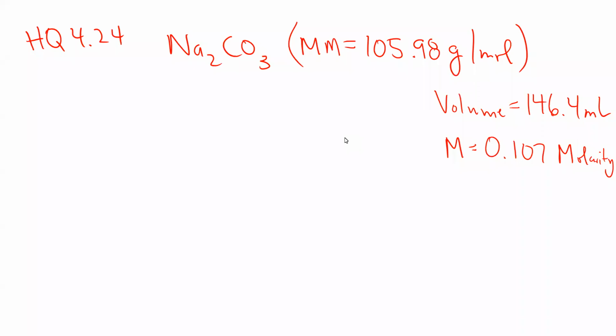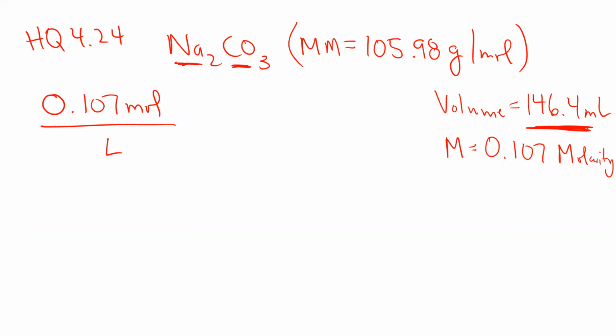For question 24, it's a concentration question, a molarity question, right? Molarity is moles per liter. So we have a solution with a concentration of 0.107 moles per liter. That's our concentration and molarity. And we want to find out the mass of sodium carbonate that I would need to make that concentration of a solution in that volume, right?